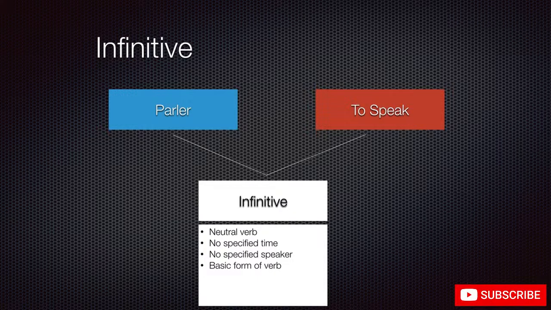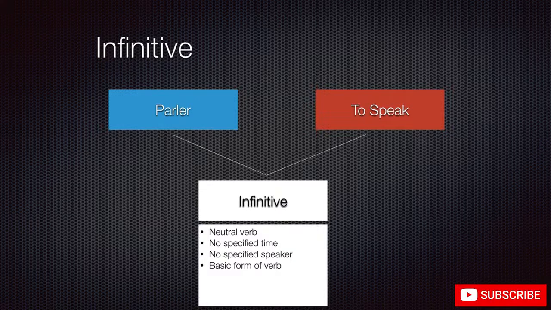So we have the infinitive parler, and then we also have the English equivalent, the English infinitive to speak. So what an infinitive is, it's a neutral verb. There's no specified time frame, so there's no past, present, or future, and there's no specified speaker. So it's just sort of sitting in limbo, waiting to be fit into a specific time and with a specific person. It's the most basic form of a verb. So in English, you'll always see infinitives with to before it. So to speak, to listen, to read.